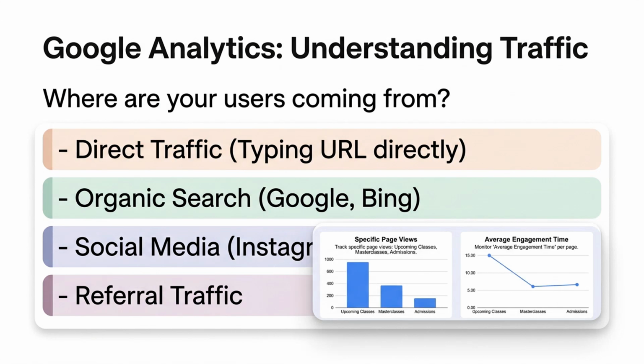Once we know where they come from, we need to see what they are doing. Analytics allows us to track which specific pages users are viewing, like our upcoming classes, masterclasses, or admission forms. More importantly, we can monitor the average engagement time. If users are spending over a minute on a specific course page, it indicates high interest. This data is crucial for understanding user behavior.